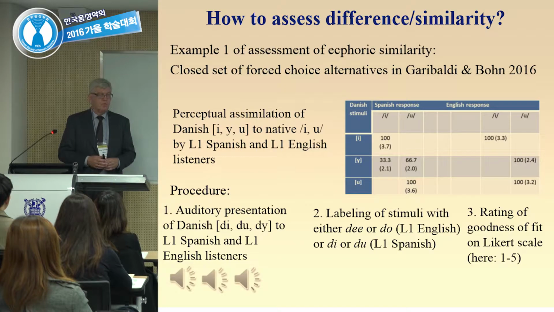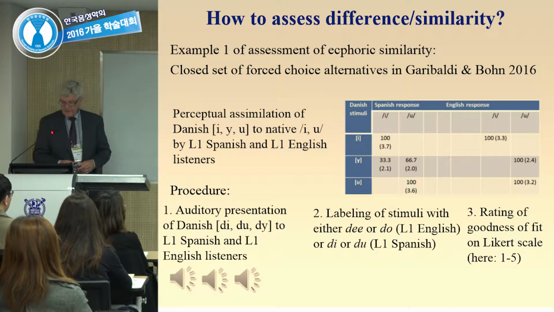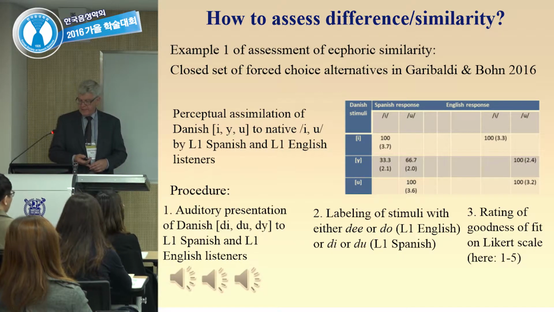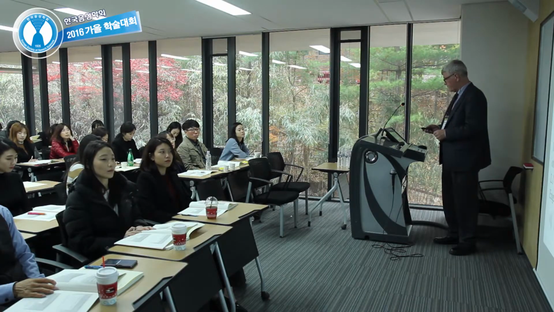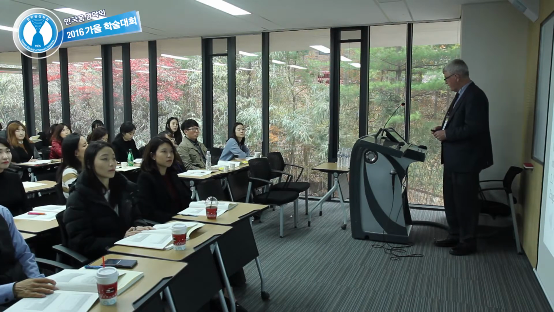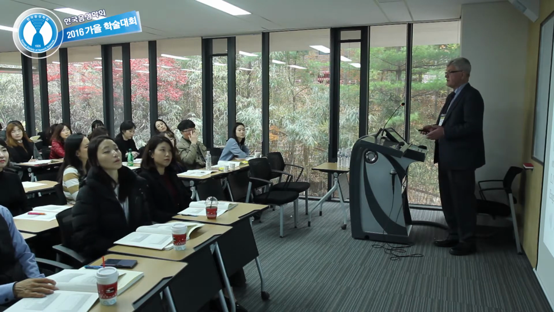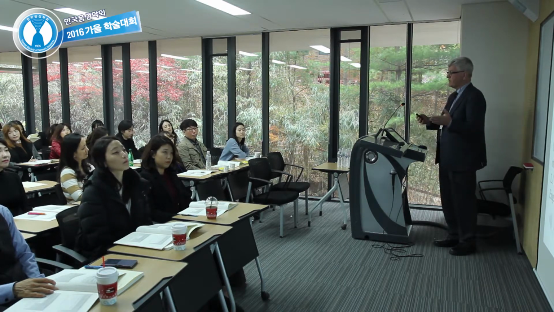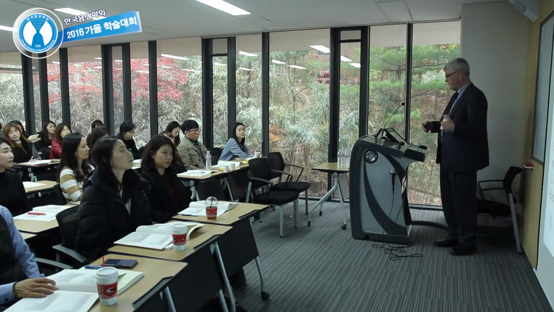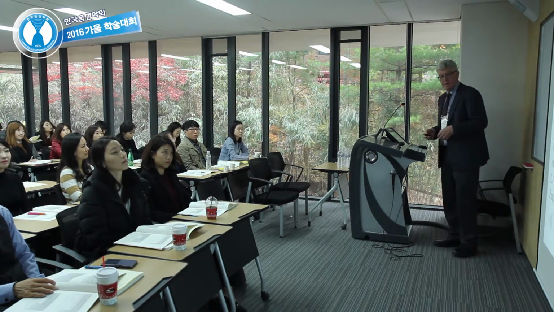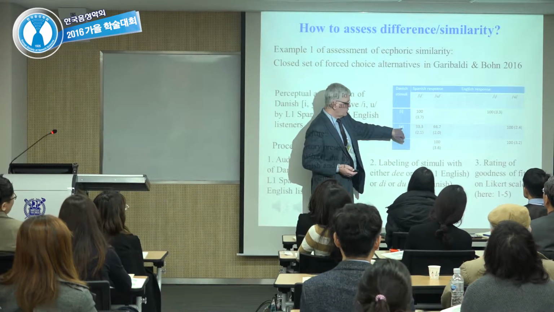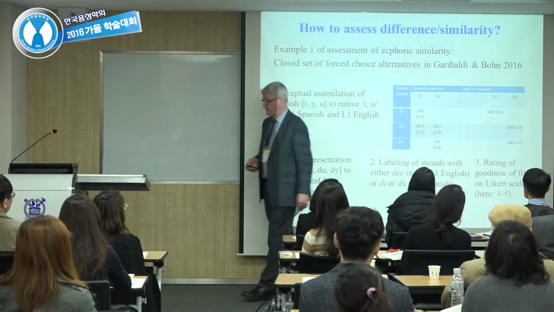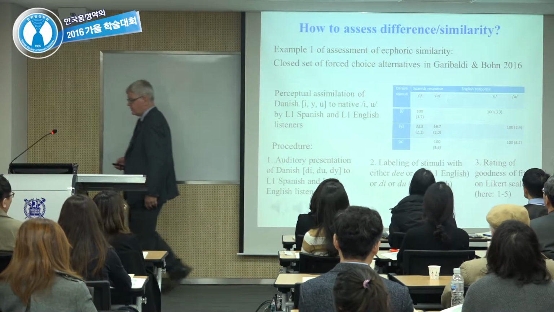D, Du, Du. Okay, then these stimuli are labeled by native English D or Do, or Spanish D or Do, and then we have a rating of goodness of fit on a Likert scale, in this case from 1 to 5, and you saw this graph before. This is then the typical result. We can see how vowels of the non-native language map onto the native language, and we see that E and U are perfectly assimilated, but Ü, Danish Ü, is not perfectly assimilated for native speakers of Spanish, but very well assimilated for native speakers of English.